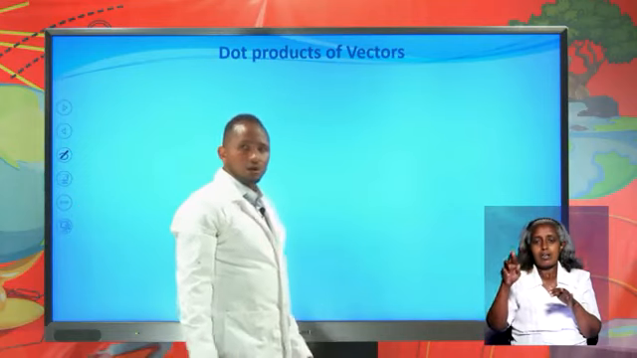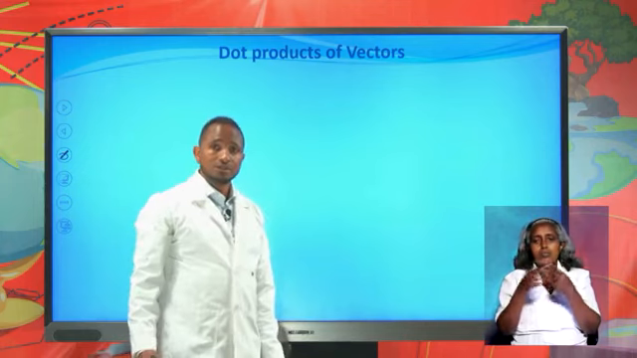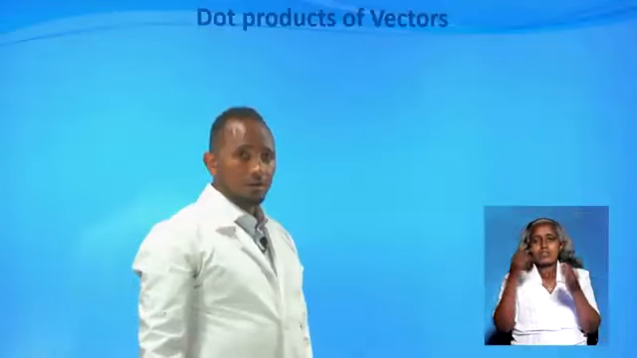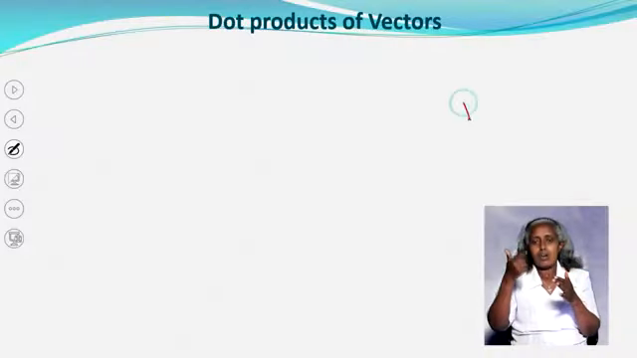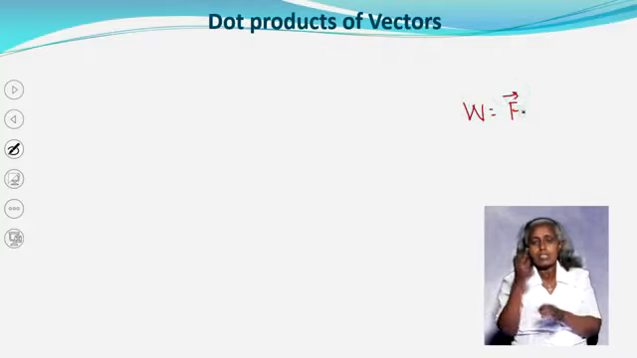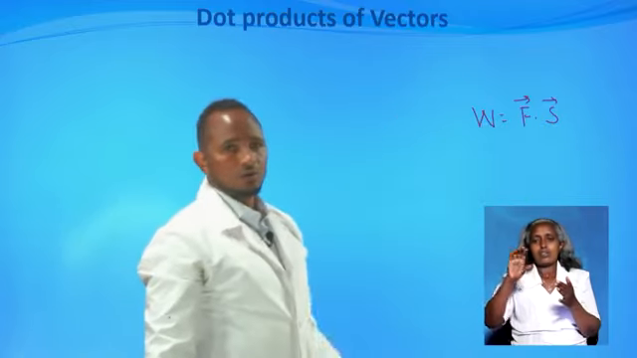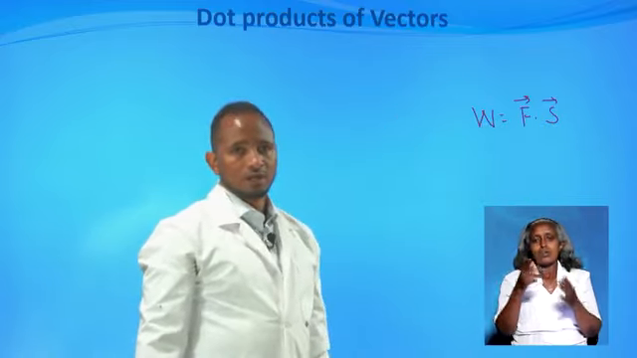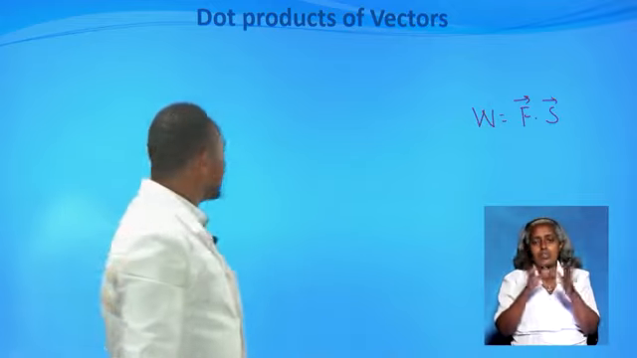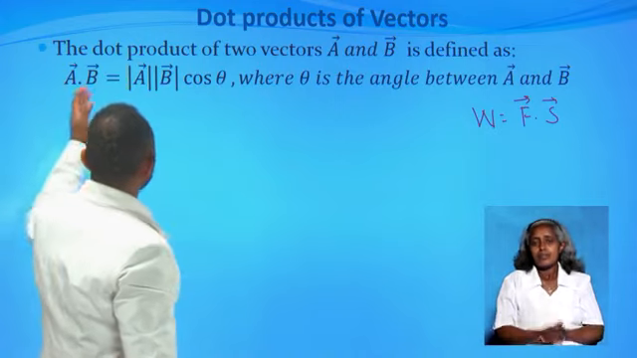By the way, dot product or scalar product means a product of two vectors which results in a scalar. For example, from your physics lesson, work is the dot product of force and displacement. This is the dot product: the product of two vectors giving us a scalar. So we call it dot product or scalar product, and we define this dot product in this form.